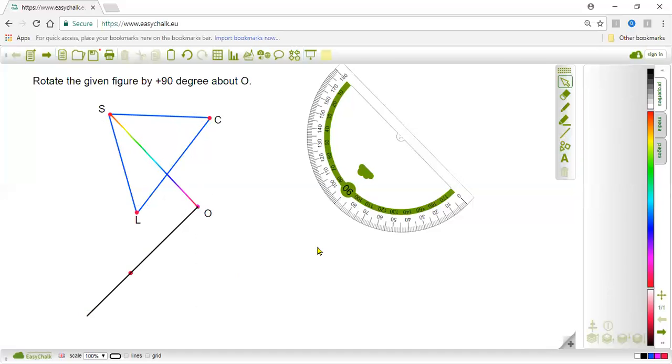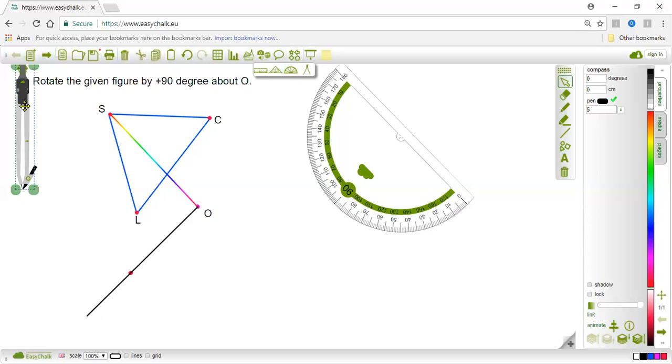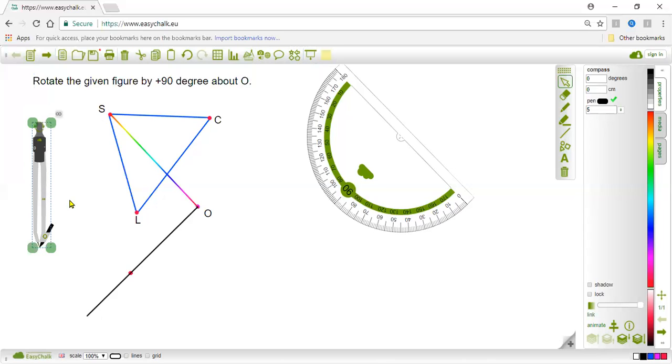The next step is measuring the object distance. Let me measure the object distance. The object distance is the distance from the object to the center of the rotation. By taking this point, the object distance will be SO. Let's measure SO, and then with the same measurement we have to cut on this perpendicular line. Let me use the compass and measure SO.